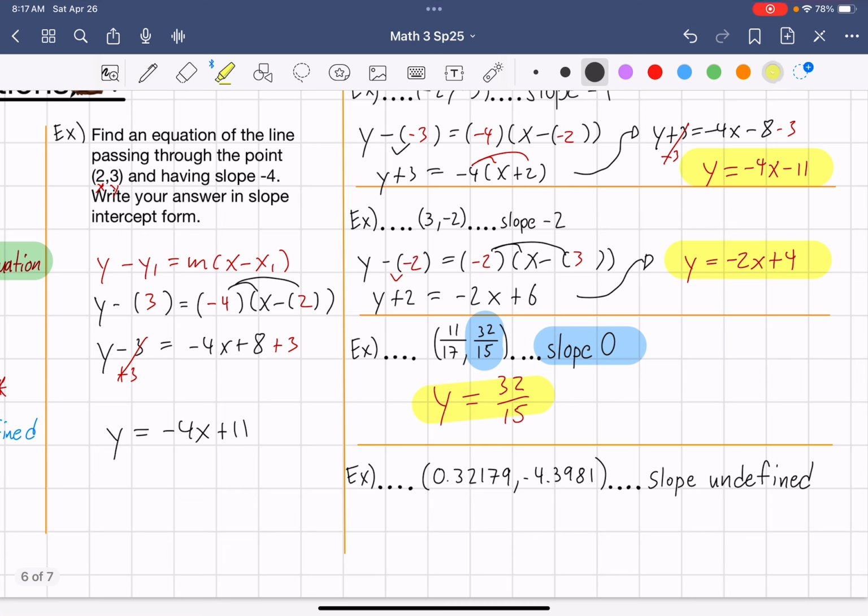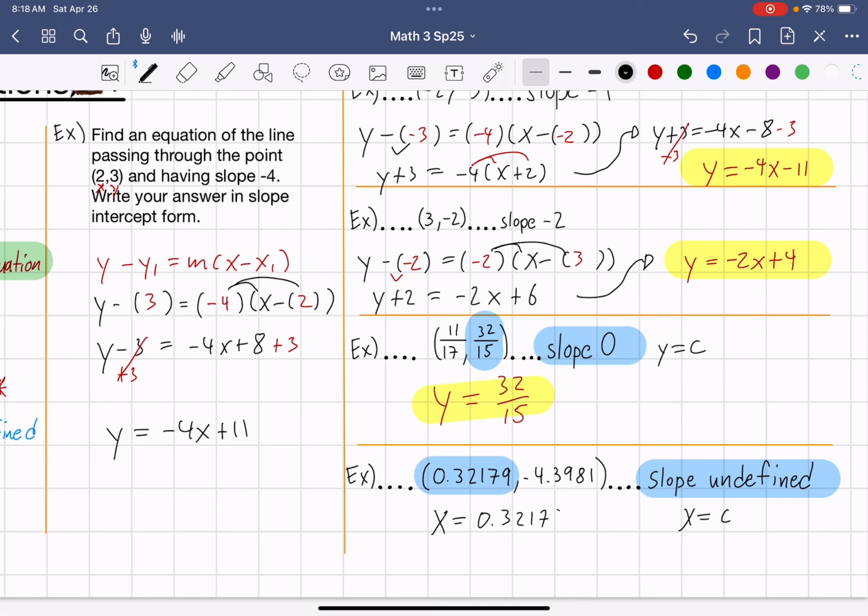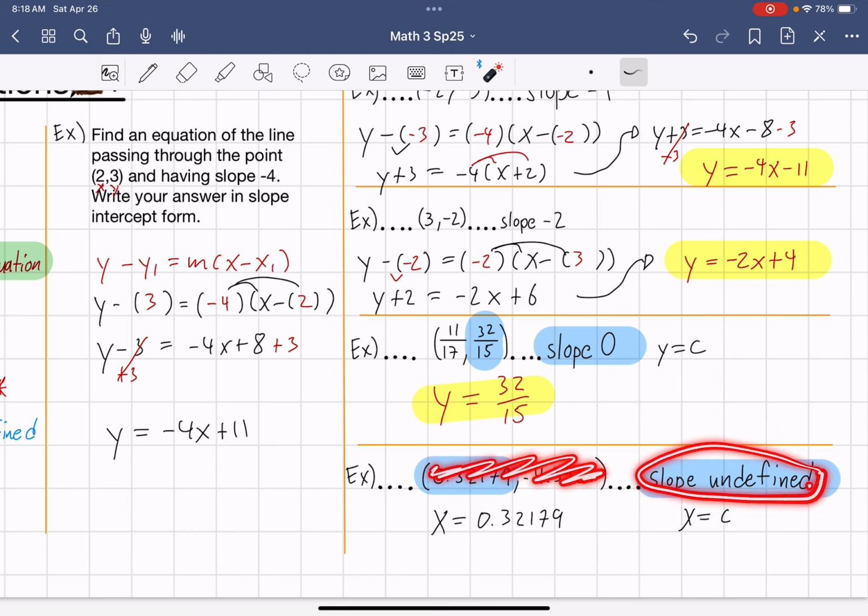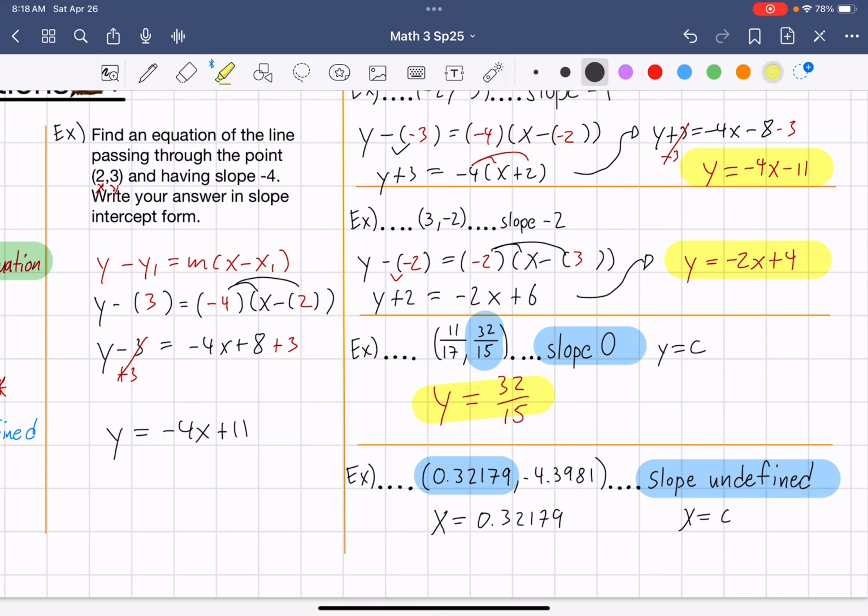And once again, this says slope is undefined. What's the equation of all undefined slopes? It's x equals a constant. For 0, it was y equals a constant. So all I have to do is look at the x coordinate. And my equation of the line is going to be x equals 0.32179. I know it looked tricky with that, but if you notice, I didn't really pay attention to this. I just looked at the slope, and then I just copied the x coordinate. And that is my equation.